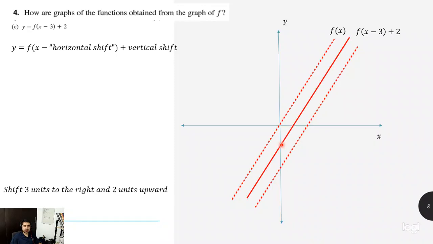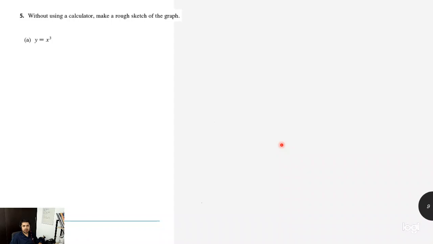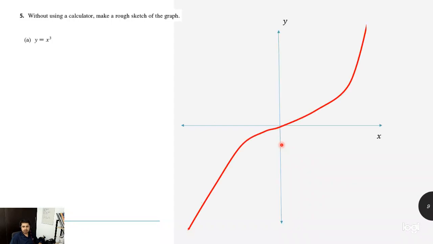So that should be the answer. Then, without using a calculator, make a rough sketch of the graph. Okay, we're not using a calculator, so let's have a look. Basically, when x is 0, y goes to 0. And when you start going up the x-axis, y increasingly goes up, and as you can see, it starts getting faster and faster.